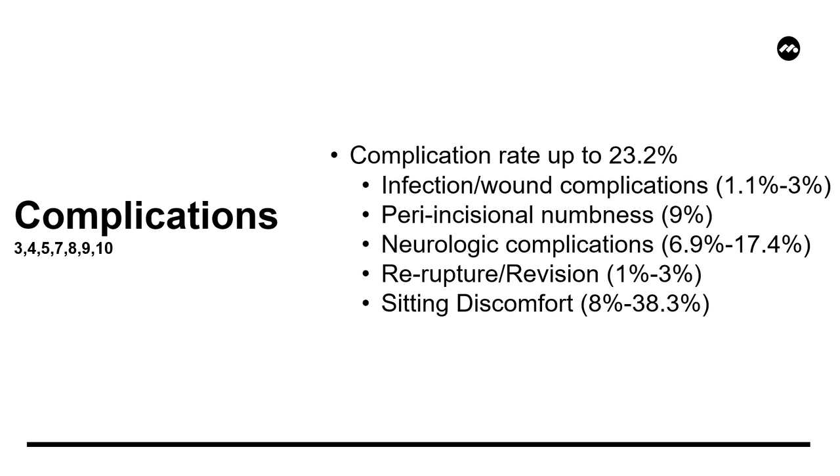Complications overall may range up to 23%, including wound complications, infection, numbness at the incision site, additional neurologic complications, and re-rupture as listed here. The risk of wound complications may be limited by the slightly lateral placement of the incision that is centered over the ischium and obtaining hemostasis prior to closure.